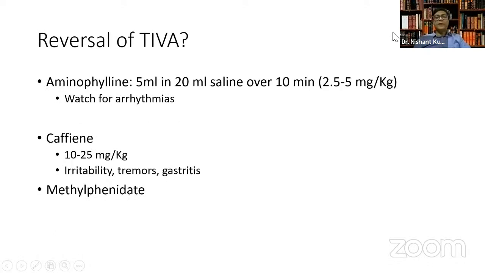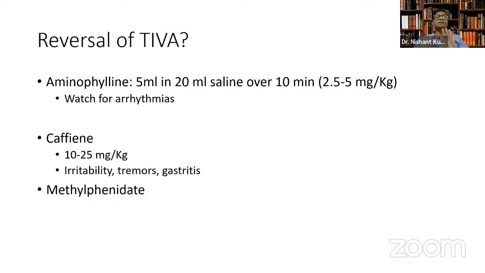It has been described by the old timers, and even I have used it as a PG for inhalational anesthesia. If the patient has gone in too deep, 5 ml in 20 ml saline over 10 minutes, aminophylline works wonders. It can actually reverse TIVA. You give him that, and within 5 minutes, the patient was awake and I took out the tube. Another drug is caffeine, 10 to 25 milligram per kg, but it can cause irritability, tremors, and gastritis. With aminophylline, again, you have to watch for hypertension and arrhythmia. Another drug is methylphenidate, not that easily available, but aminophylline is there in all emergency drug trays and can be used for the reversal of TIVA.